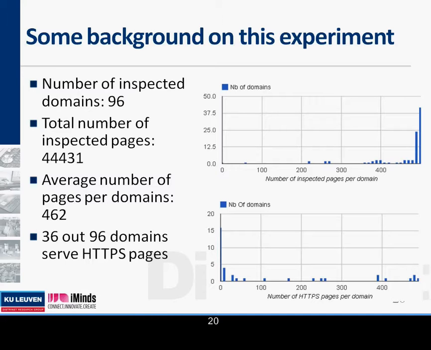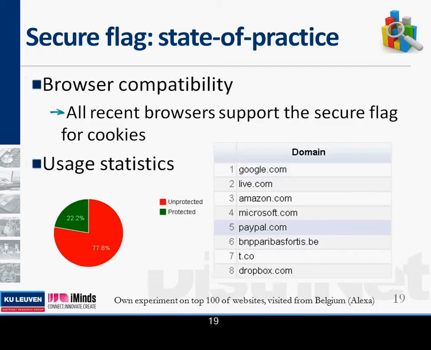So this is the number of HTTP pages per domain that we were able to visit. A lot of those domains only have a few pages, between 0 and 10 pages, actually serving everything over HTTPS. So looking back to the data on the previous slide, the 22% is actually 22% of the 36 domains running HTTPS actually having the secure flag enabled.